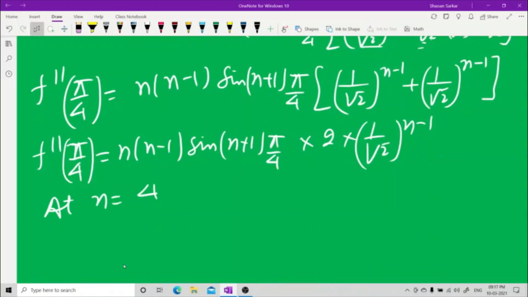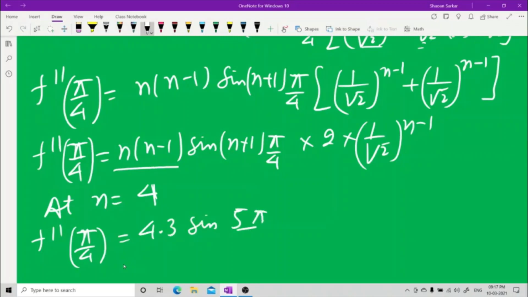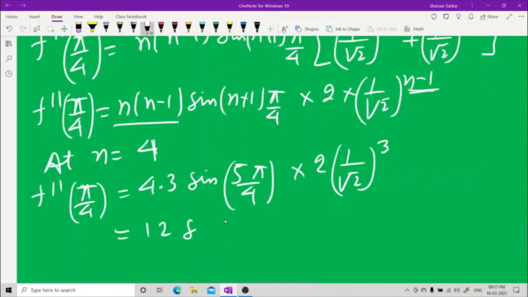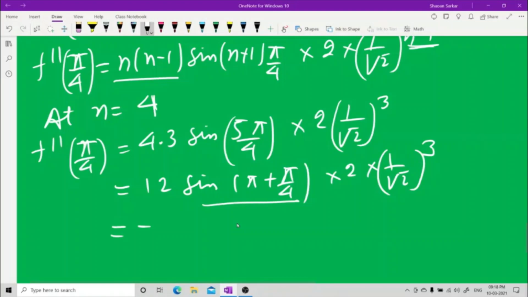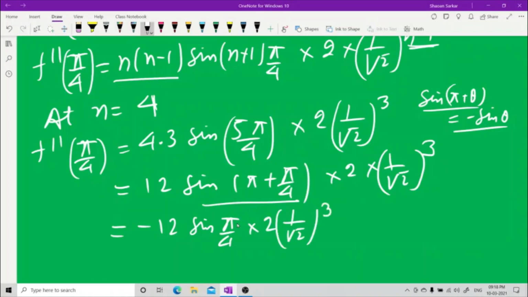Now at n equal to 4, f double dash pi by 4 would be 4 into 3 sine 5 pi by 4 into 2 into 1 by under root 2 to the power of 4 minus 1, that is 3, and this is nothing but 12 sine pi plus pi by 4 into 2 into 1 by under root 2 to the power of 3, and this is equal to minus sine pi by 4. We know sine pi plus theta is minus sine theta. So 12 sine pi by 4 into 2 into 1 by under root 2 whole cube. You may solve it, you may not, that's different. It does not matter, because minus has come. This is less than 0.